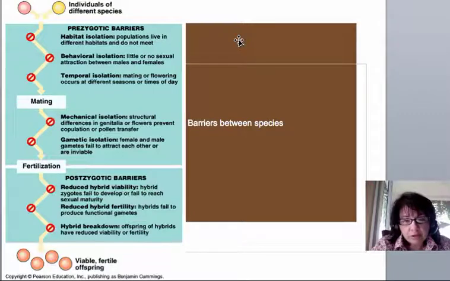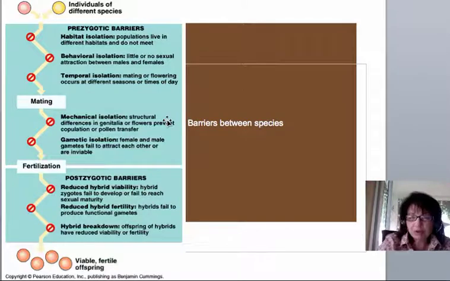And if that same other similar flower is open during the day, you're just not going to be able to exchange pollen, and therefore no fertilization. So now, after we get over that part, we can talk about mating. There's physical, mechanical isolation. The structure of the reproductive parts just don't match. We can talk about that with flowers and pollen transfer.